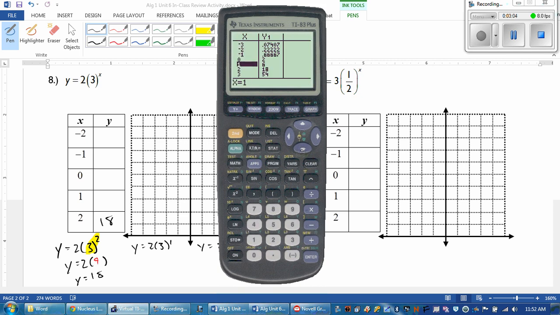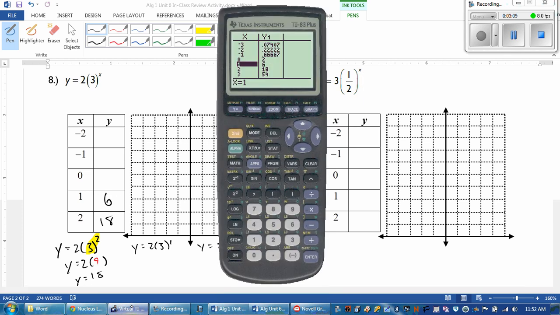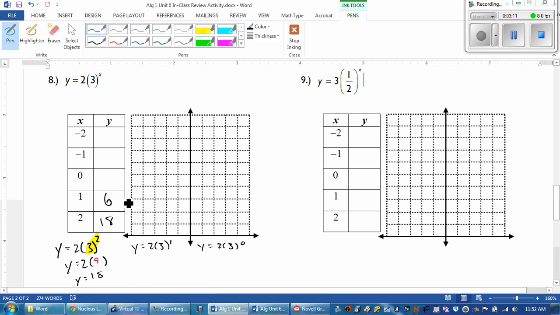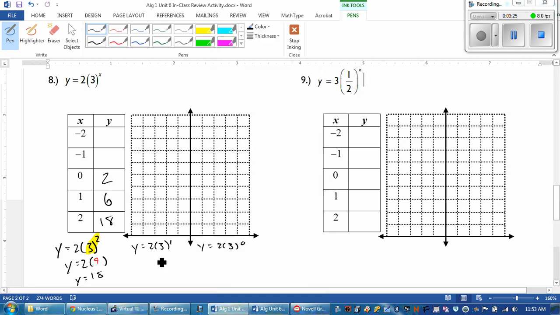And then we get, for 1, we get 6. For 0, we get 2. Now for these other ones, they're giving us decimals, 0.66667, 0.222222222. It's good to know those as fractions as well. So I'm going to write both answers. So we've got 0.67 repeating. That's actually 2/3, okay?